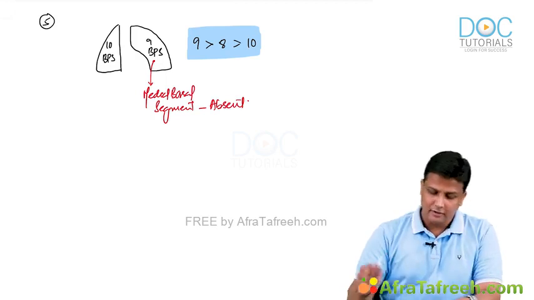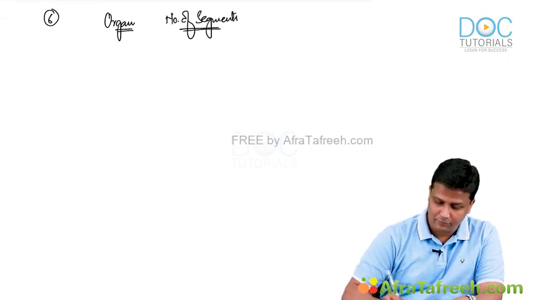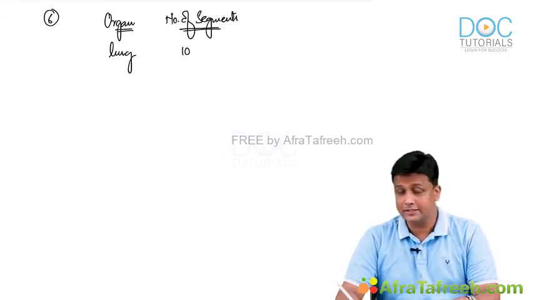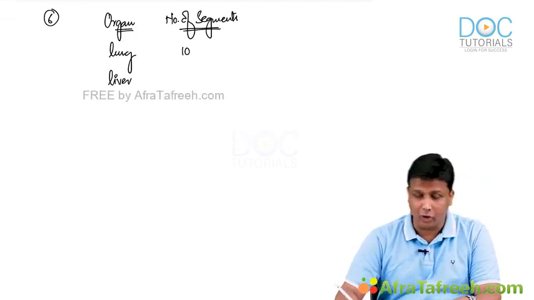That's the final answer. Next, the last and final thing, one more important thing. I hope you are understanding the importance of this topic. On the left-hand side, let us write down the name of the organ, and on the right-hand side, the number of segments. Just now we have learned the lung: the lung is divided into 10 bronchopulmonary segments. Then the liver, which we will learn in the abdomen topic.